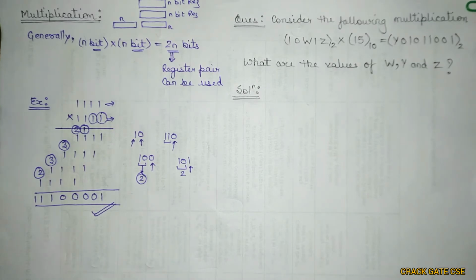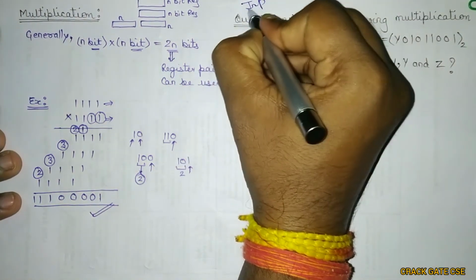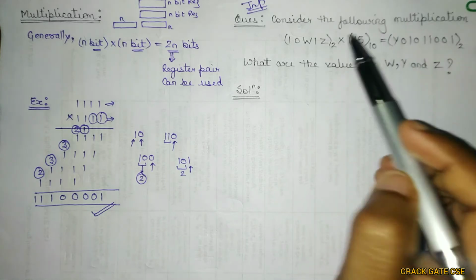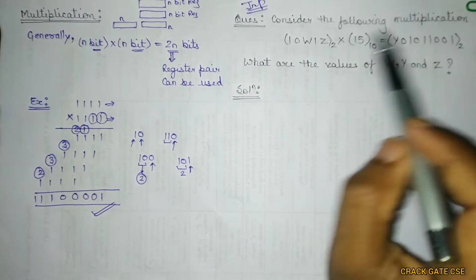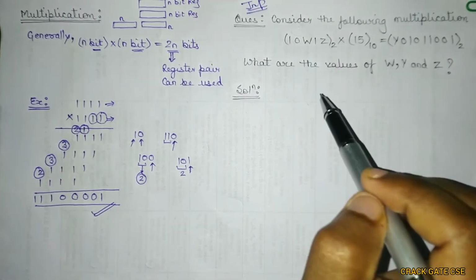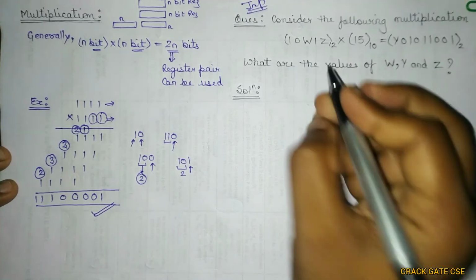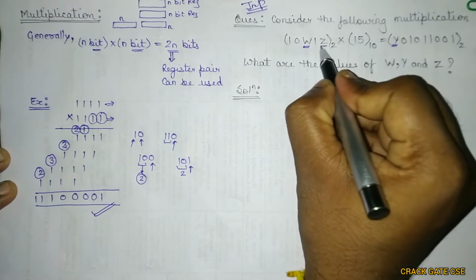Now on the basis of this multiplication operation, this is a very important question. These kinds of questions can come in your semester exam or in any competitive exam. So always practice these kinds of questions if you are getting them somewhere. In the question, this expression was given: consider the following multiplication, and this whole equation is given, and they are asking for the values of w, y and z. This w, this y and this z.